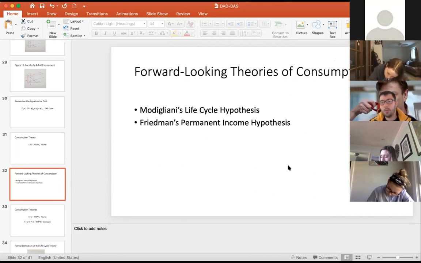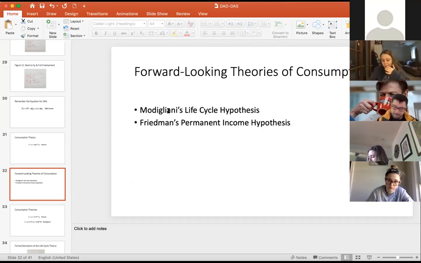The forward-looking theories of consumption are two threads, two sets of theories. One was based on Modigliani's life cycle hypothesis. One was based on Friedman's permanent income hypothesis. They are very, very, very similar. They're emphasizing different aspects of economic activity, but they're very similar stories. So we're going to dive into the life cycle hypothesis, and then if we have time on Monday, we might do the permanent income hypothesis too.